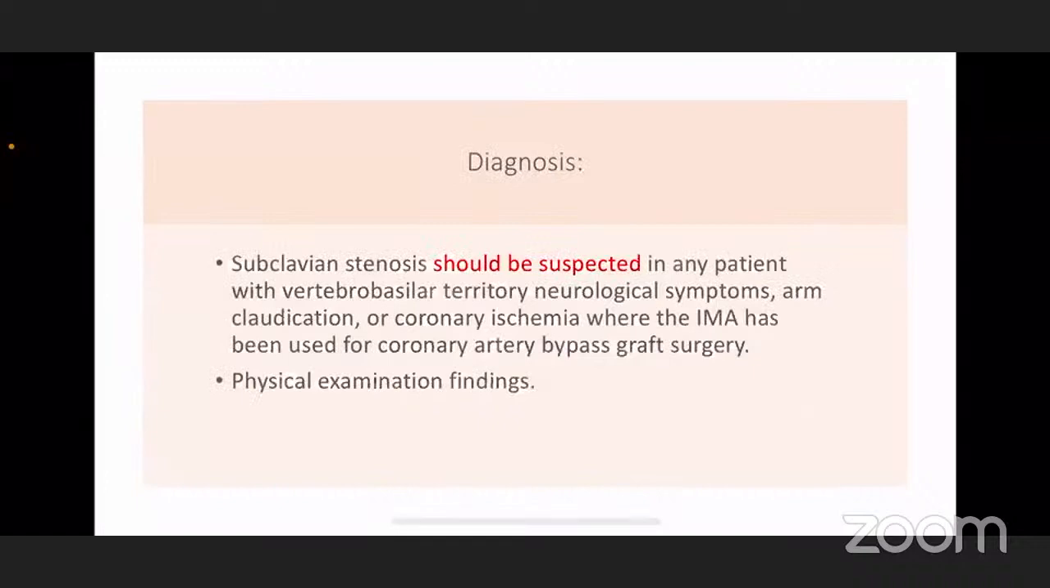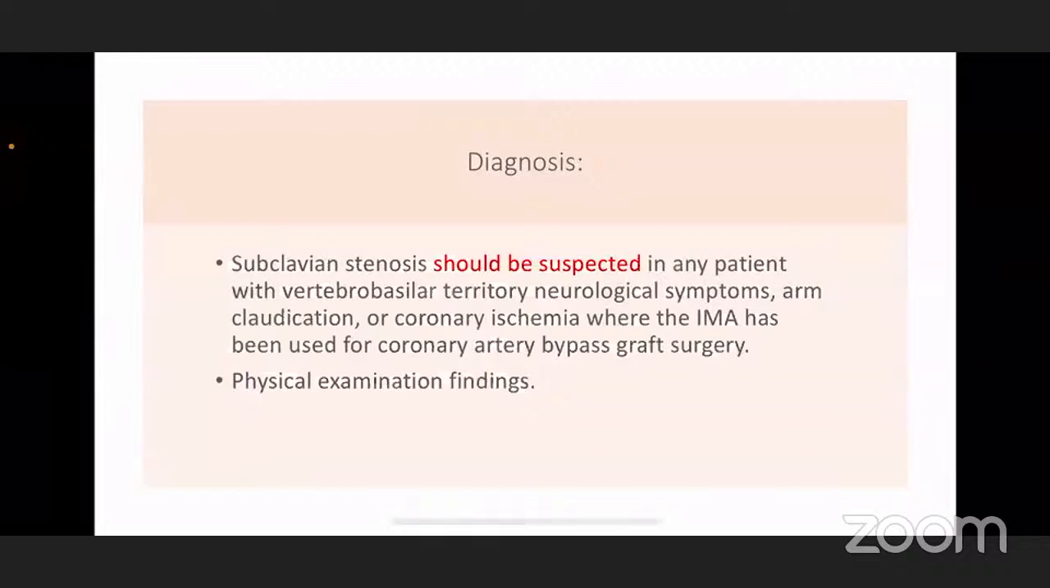Okay. Diagnosis, as we said, most of the people who are going through the syndrome have no symptoms, so it's asymptomatic. Subclavian stenosis should be suspected in any patient with vertebrobasilar territory neurological symptoms or arm claudication or coronary ischemia where the IMA has been used for the coronary artery bypass graft. So if we know this piece of information, it would be easier for us to put a differential diagnosis for our case presentation at the beginning of the lecture.